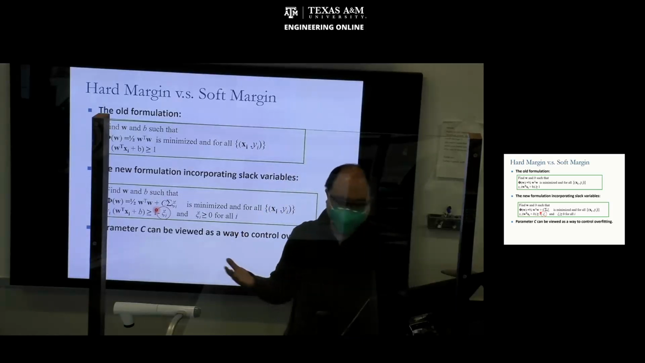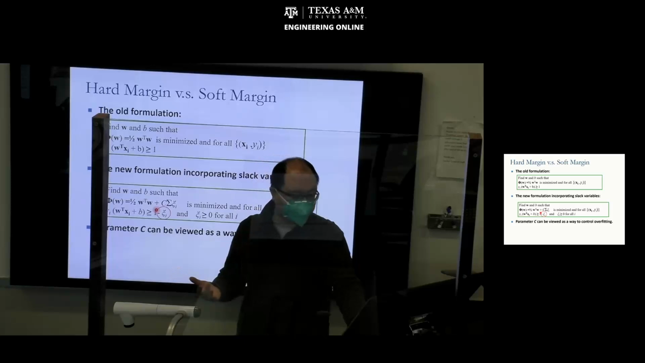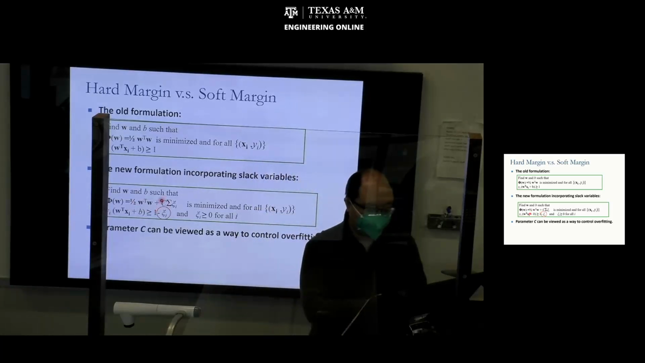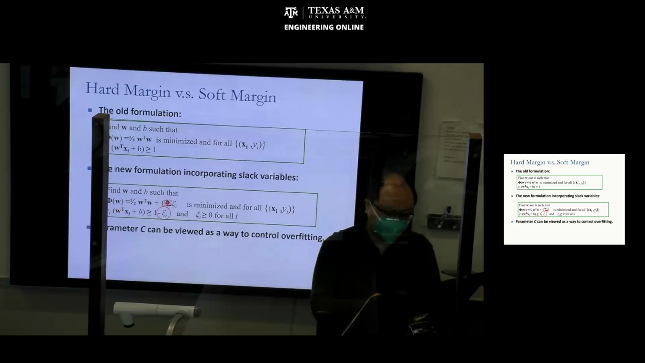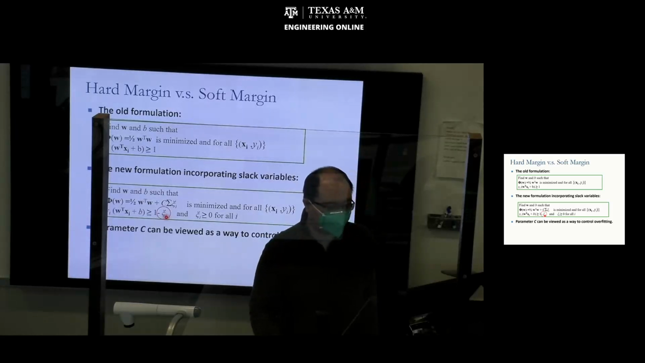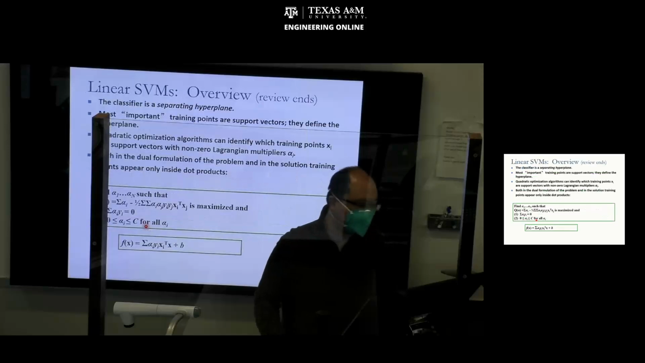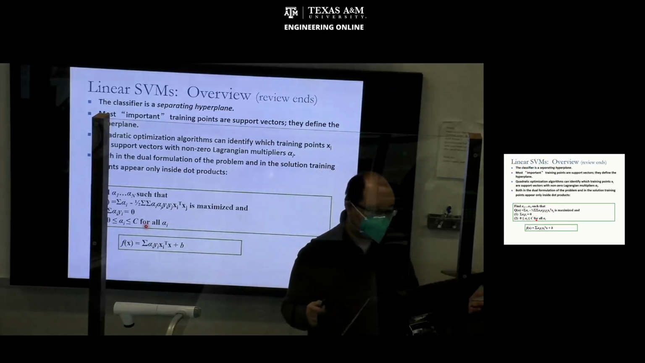So this is a very simple optimization problem again because it's still quadratic. The objective function here is linear in epsilon i and quadratic in w, and the constraints are again linear in w and epsilon. So this is a hyperparameter C to control the overfitting. And this is what we said: this is a linear support vector machine.